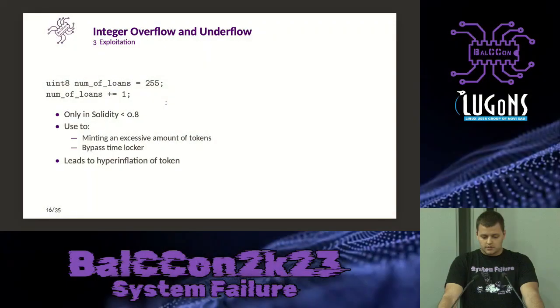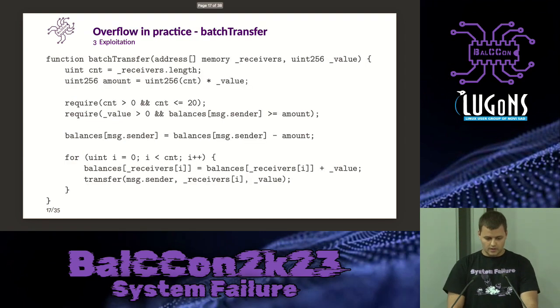Or something less complicated is to bypass some time locks. So you put some tokens, they will be locked for some time. You can increase that lock time to get some advantages. You just push that time lock until you get the overflow. And if you mint an excessive amount of tokens, that leads to hyperinflation of the token, which means too many tokens in circulation, the price goes down, no one wants it, everyone sells it, and the whole project fails.